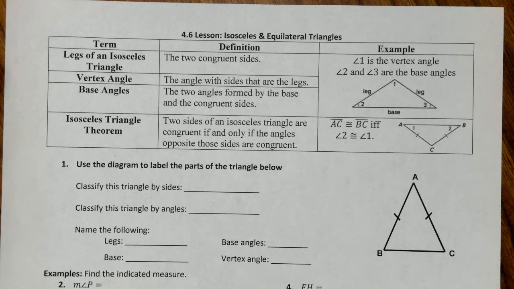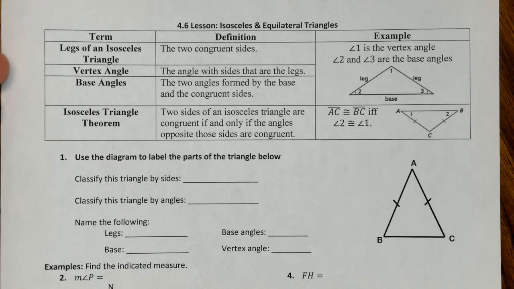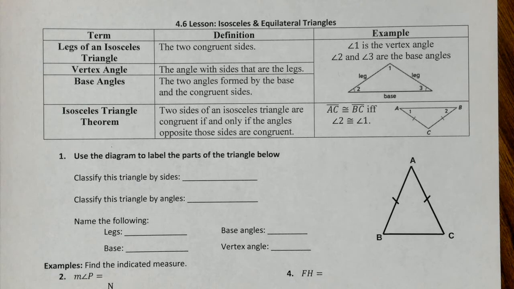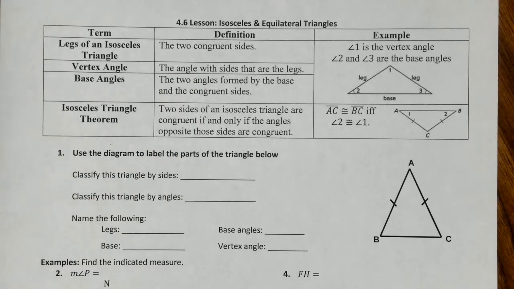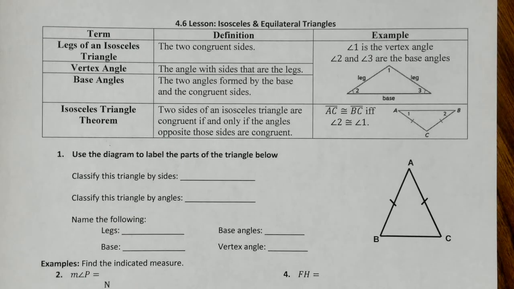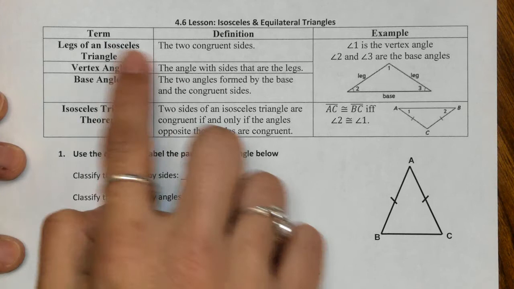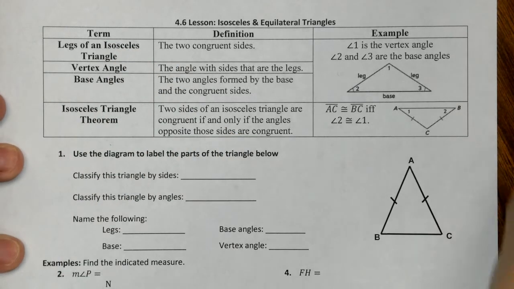All right, welcome to our 4.6 lessons. We're going to talk a little more about isosceles and equilateral triangles. The basic definition you should already know, but now we're going to learn a couple new things and apply some concepts. We'll come back up to these, the vertex angle and base angle, in just a little bit. Just remember that an isosceles triangle has two congruent sides, the big thing right there.